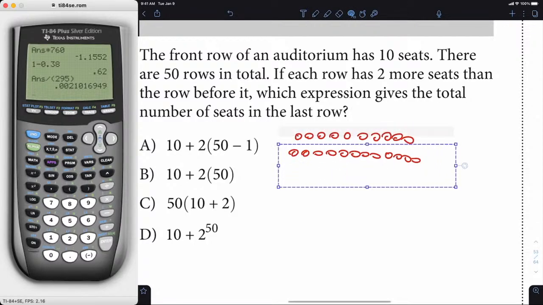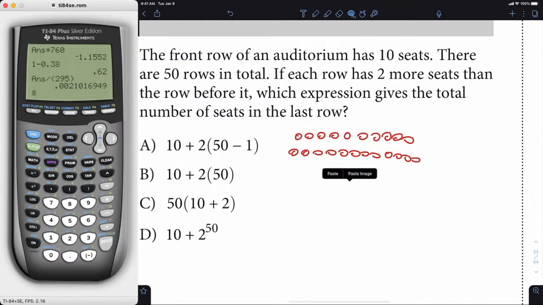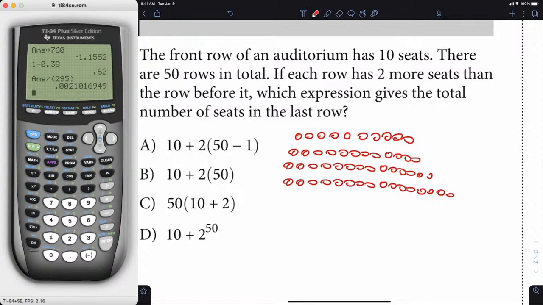So I'm going to copy this if I can. Copy, paste, paste. Okay, so these are what the first 4 rows look like. We can set up an expression. I'm pretty sure this one's going to be A.